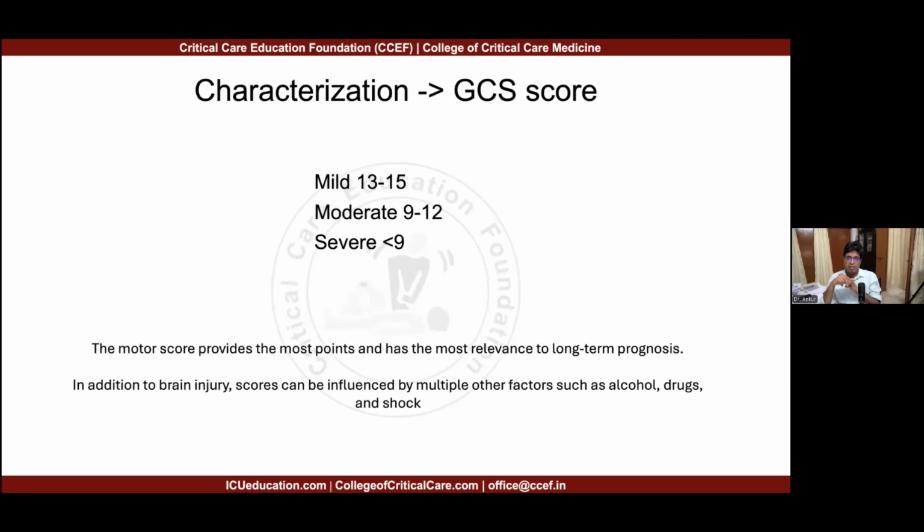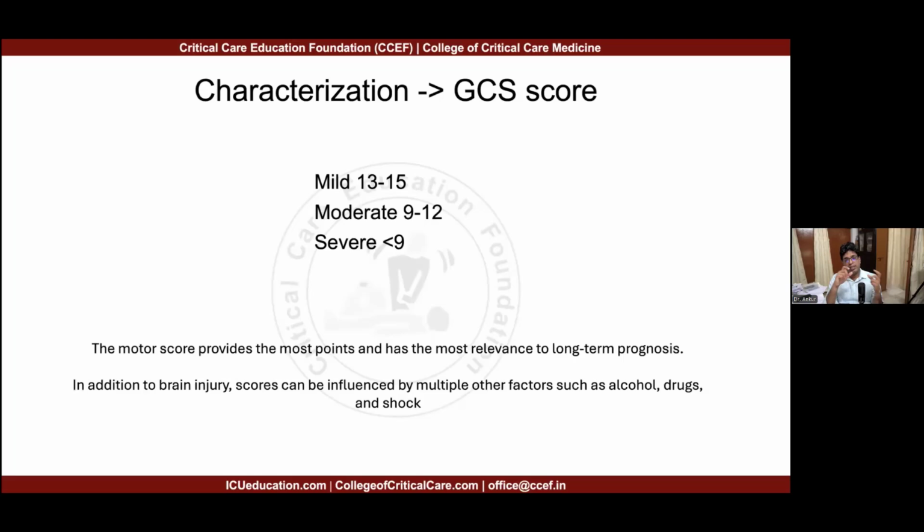So if the GCS is 13 to 15, it's a mild injury, 9 to 12 moderate injury, and less than 9 it's severe. And in GCS scoring, for all FCCM candidates, the motor component carries the highest value in terms of long-term prognosis. If you have two patients, both with a GCS of, suppose, 11, but one has an M5 response and the other an M3 response, the one with M5 has a better long-term prognosis.